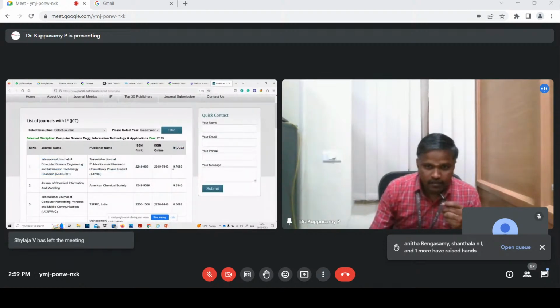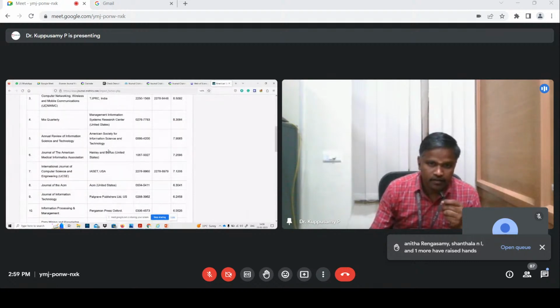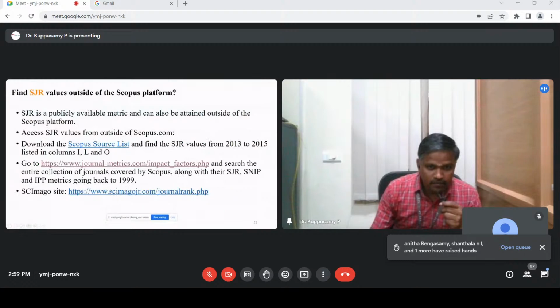Impact factor is given, ISSN number, everything is given here, and which country is publishing the journal is also given. So based upon that, you can select the journal. And one more option is here.